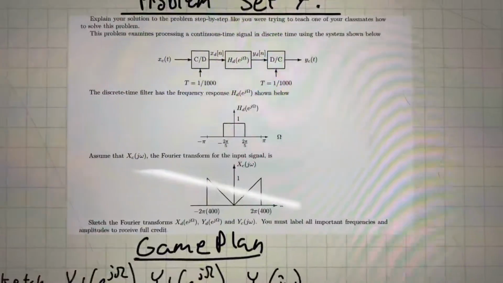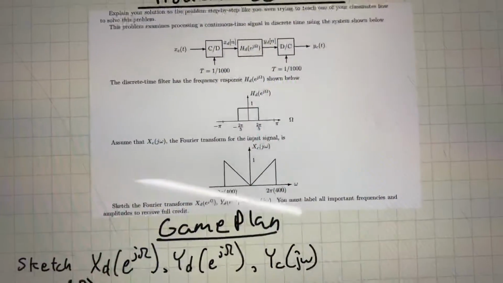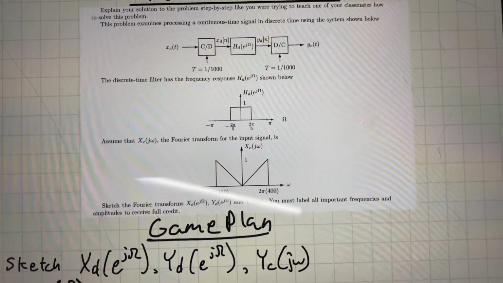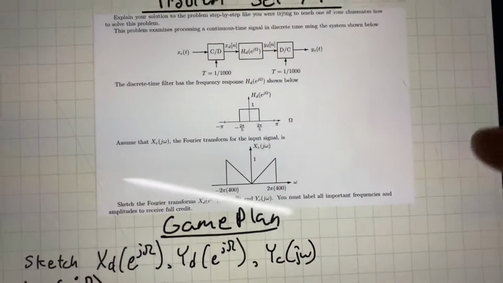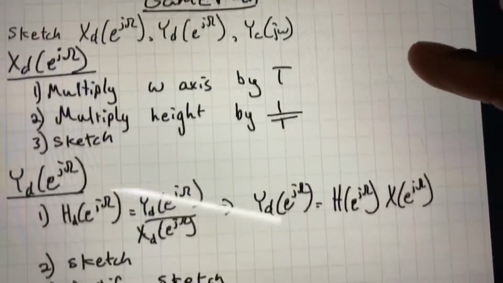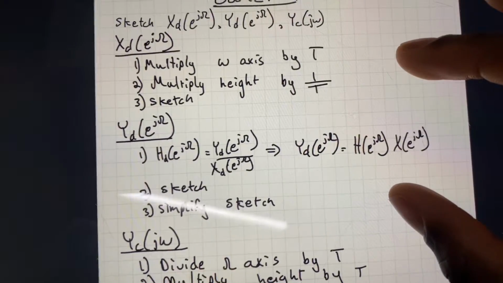Today we're going to be solving problem set 7, and our goal is to sketch the Fourier transform of x sub d, y sub d, and y sub c. Now what I did is I listed the game plan before we actually get started.